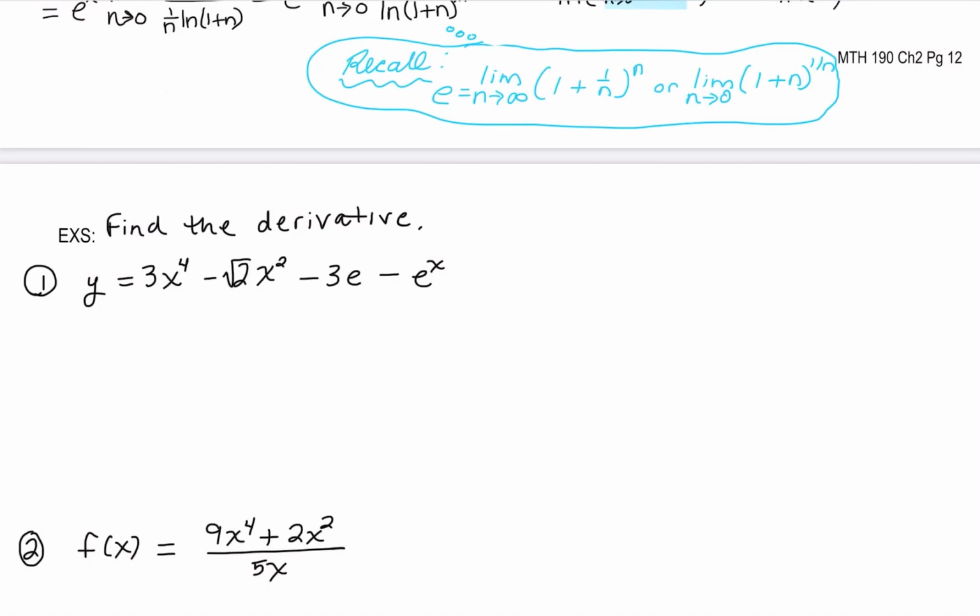So the first thing I want you to remember is, as of right now, we have a very limited scope of what we can take the derivative of with these new shortcut rules. It's essentially term by term x's to integer powers, and then also we know the derivative of e to the x. So something like number 1, this is what we're equipped to do at this point. So let's go ahead and take our derivative. And so the first one is going to be our power rule.